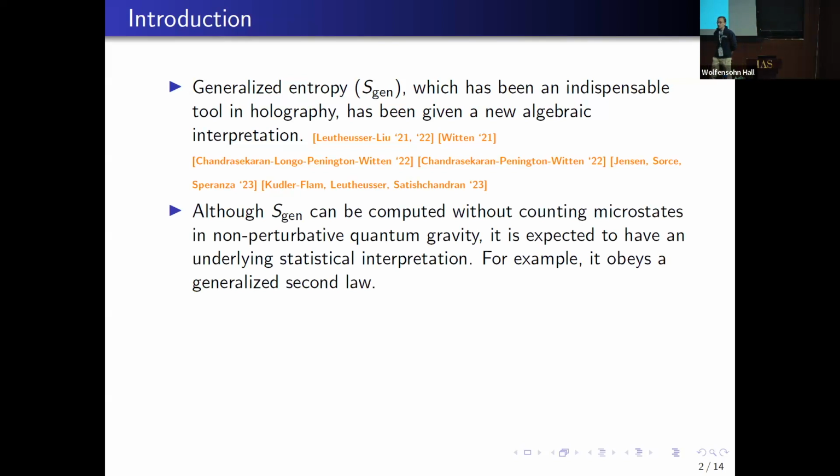Now, in generalized entropy, there's an area term. And so for this reason, it doesn't have an immediate direct interpretation in terms of quantum microstates of the non-perturbative theory of quantum gravity. Despite this, though, we still expect that generalized entropy does have an underlying statistical interpretation. And this is simply because generalized entropy still behaves like an entropy. For example, it obeys a generalized second law.